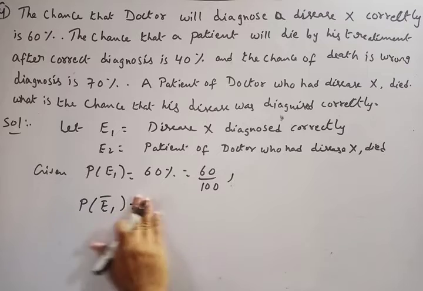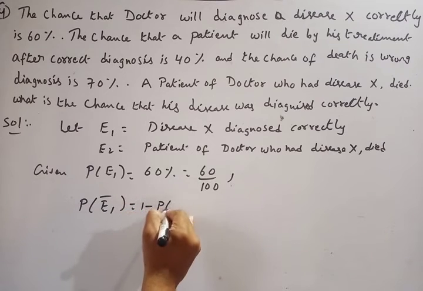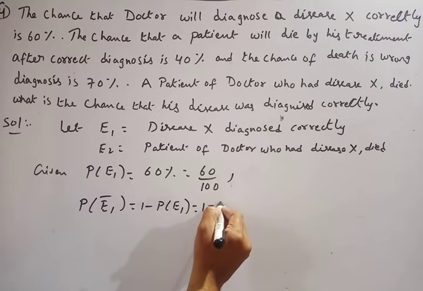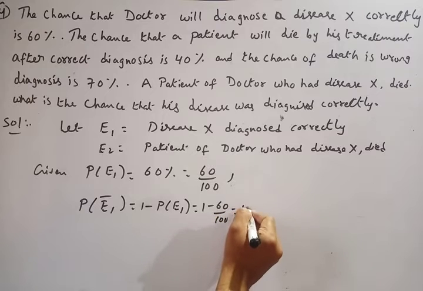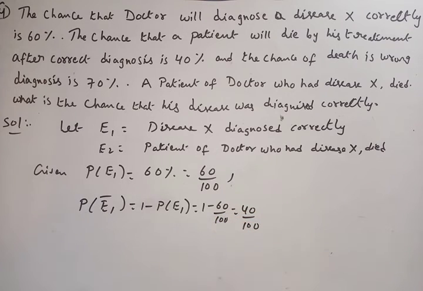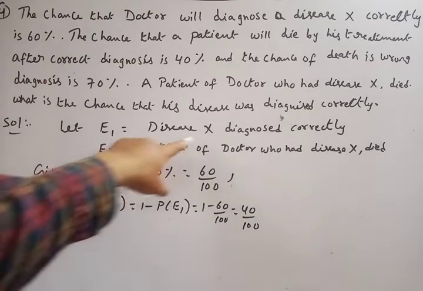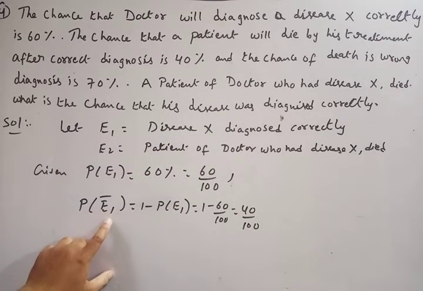How to write this one? P of E1 bar is 1 minus P of E1. So 1 minus 60 by 100 will give you 40 by 100. Correct? E1 is what? Disease X diagnosed correctly. So what is E1 bar? Disease is wrongly diagnosed. Right?